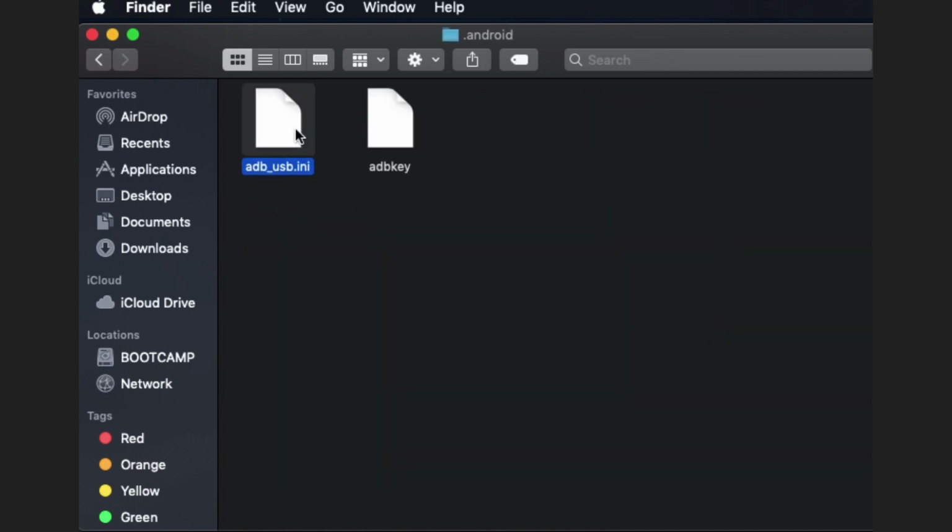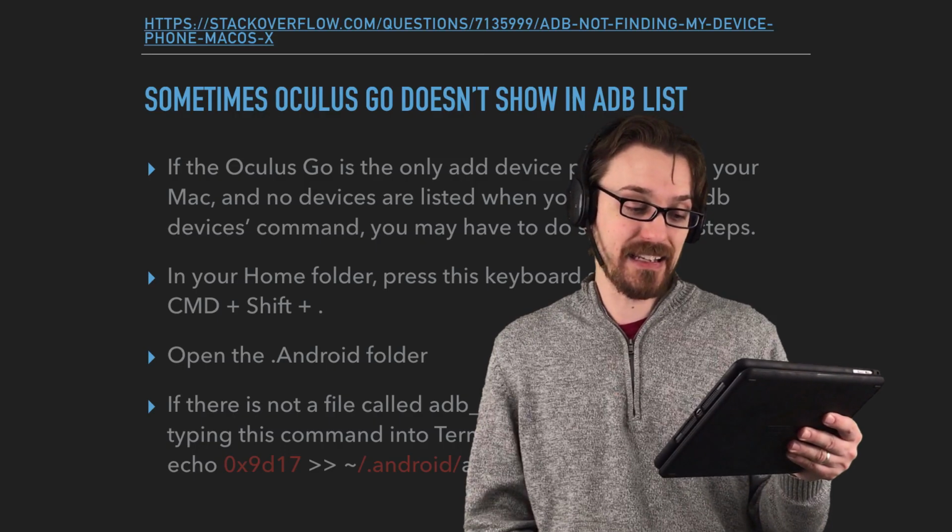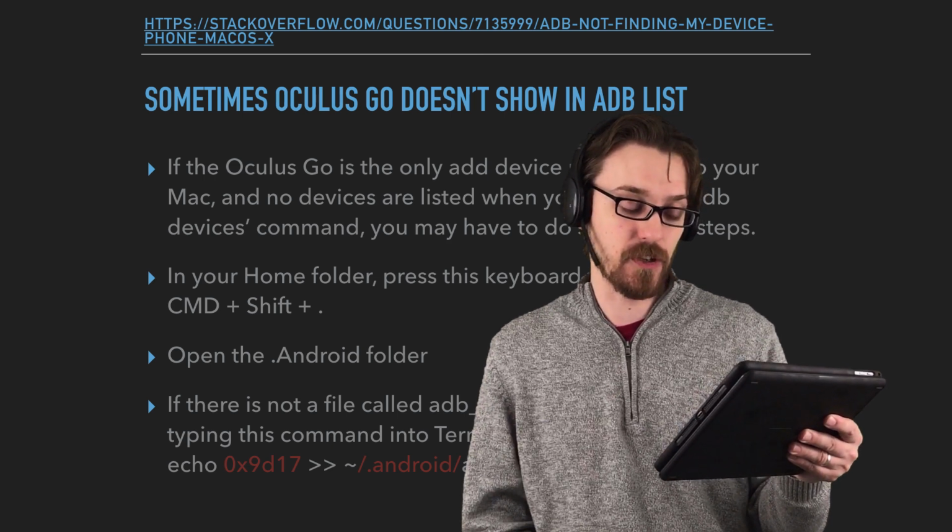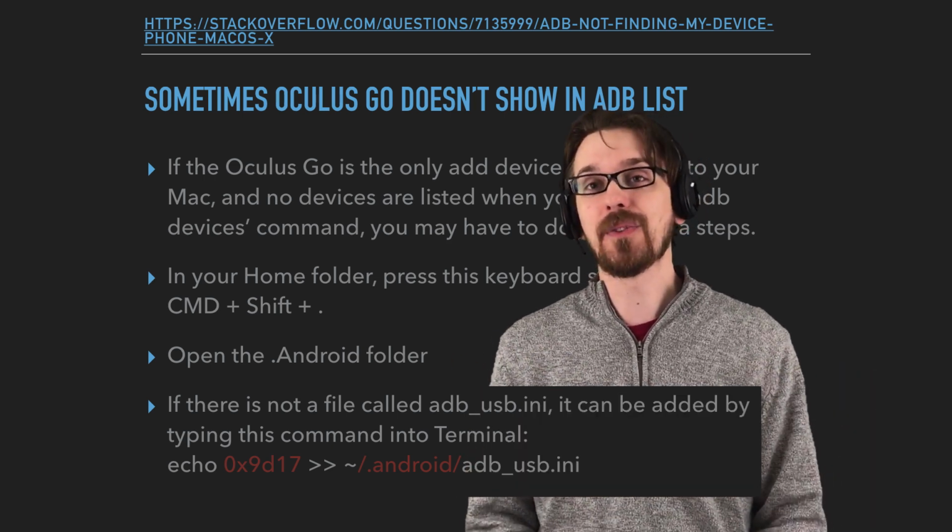If there is not a file called adb_usb.ini, it can be added by typing this command into the terminal, that echo command you see on the screen now.